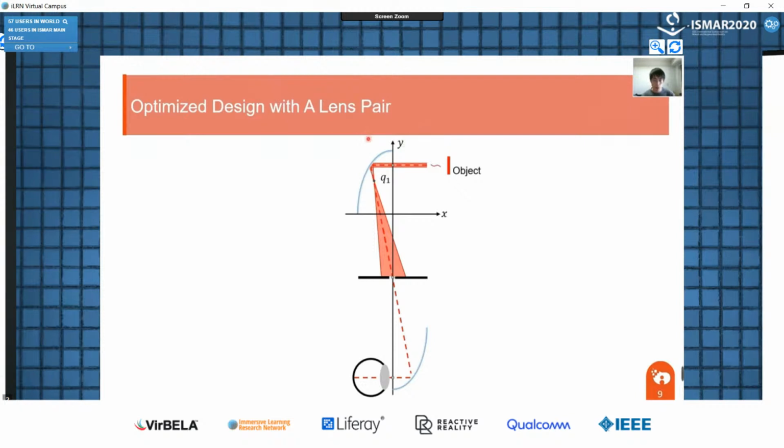So we design the improvement structure to enhance the image brightness. The goal of this structure is to not only allow the chief ray to pass through the system, but also allow other parts of the beam to reach the retina. And we achieve this with the lens pair consisting of the concave lens and the convex lens.